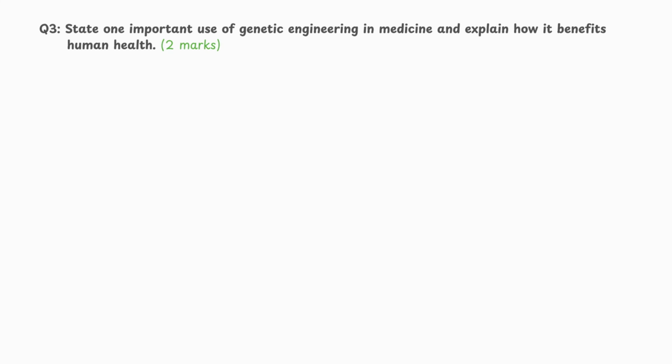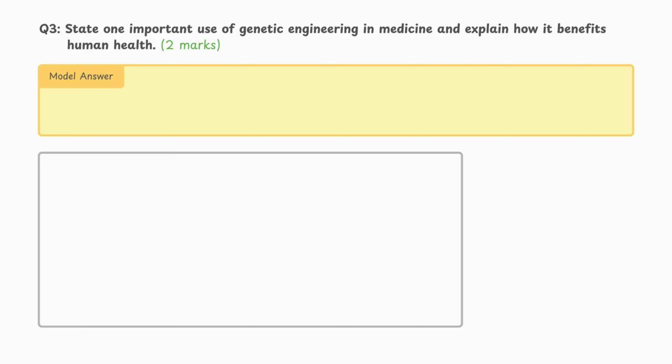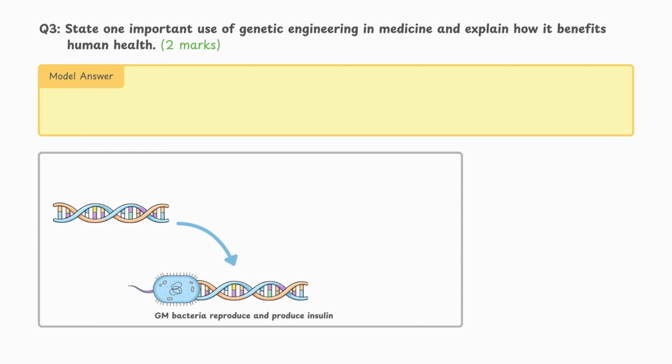Final question. State one important use of genetic engineering in medicine and explain how it benefits human health. One of the most important medical uses of genetic engineering is the production of human insulin. Scientists first identify and isolate the human gene responsible for producing insulin. This gene is then inserted into bacterial DNA, usually using plasmids as vectors.